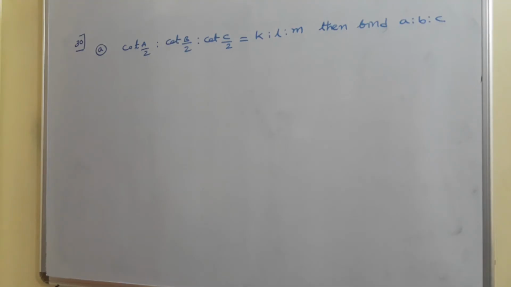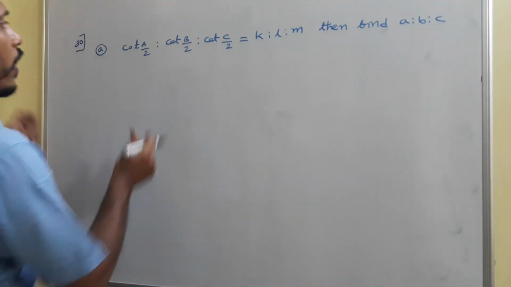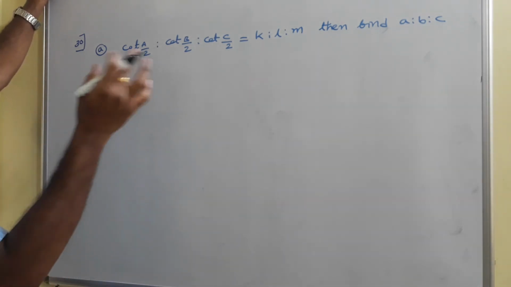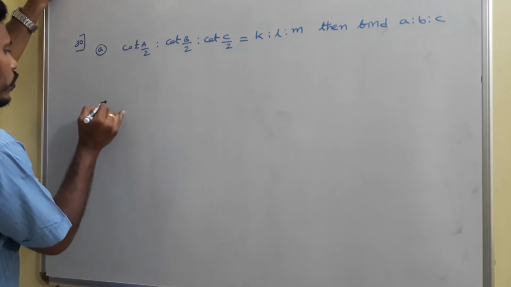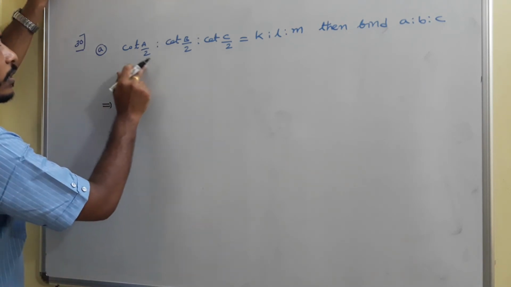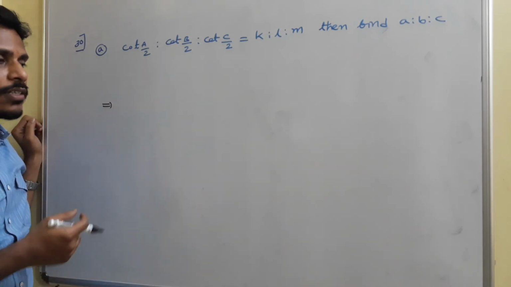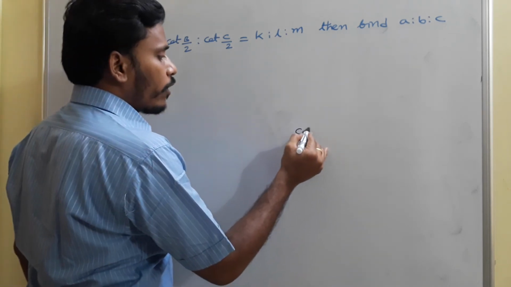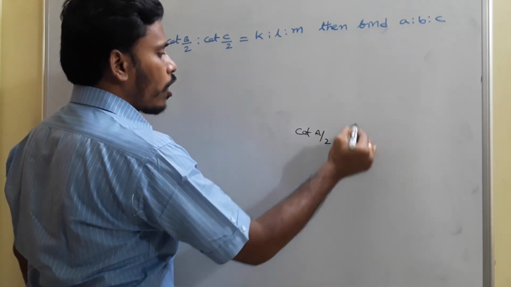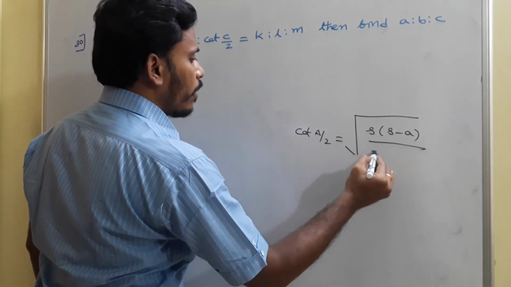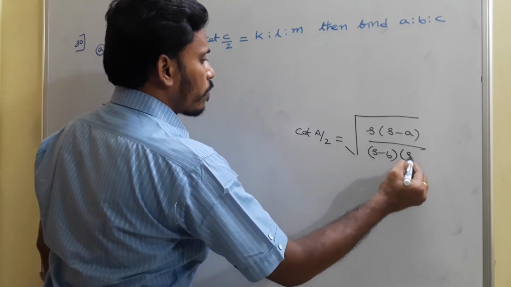Cot A by 2 : cot B by 2 : cot C by 2 is equal to K : L : M. Then find A : B : C. So the ratio between the cot half angles is given, and we need to find A : B : C. So this implies, what is the rule for the half angle of cot? What is the formula for cot A by 2? For a while I will write it for you. Cot A by 2 is simply cos A by 2 by sin A by 2. Cos A by 2 is simply the square root of S into S minus A by S minus B into S minus C.